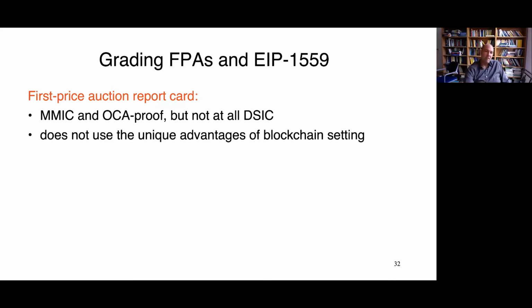First price auction we mentioned, definitely MMIC, definitely OCA proof, not how to prove either of those, definitely not DSIC. And then another thing which is kind of frustrating about the first price auction is it's not exploiting at all the unique advantages available in the blockchain setting. It's not exploiting the repeated nature of the mechanism, right? Every block is exactly the same as if it was the first block that ever happened. And it's also not doing anything interesting with the direction of payments. It's just transferring it on to the miner.